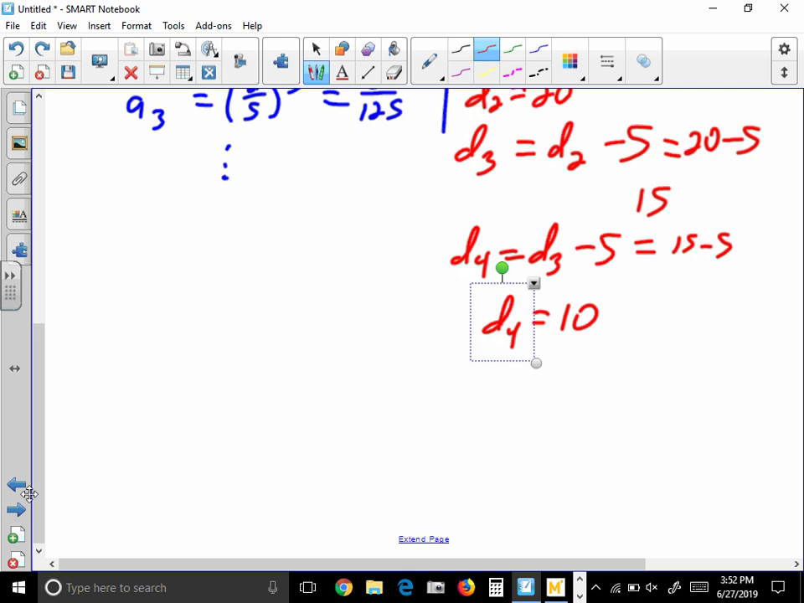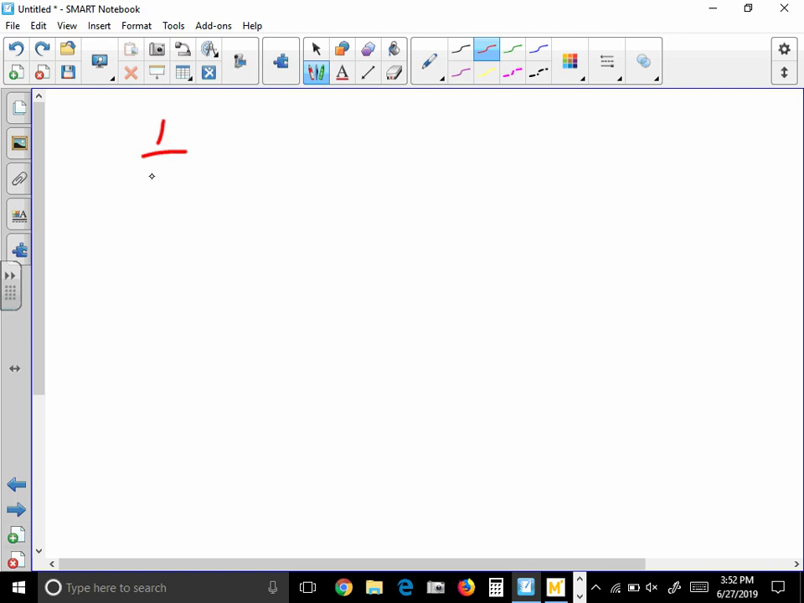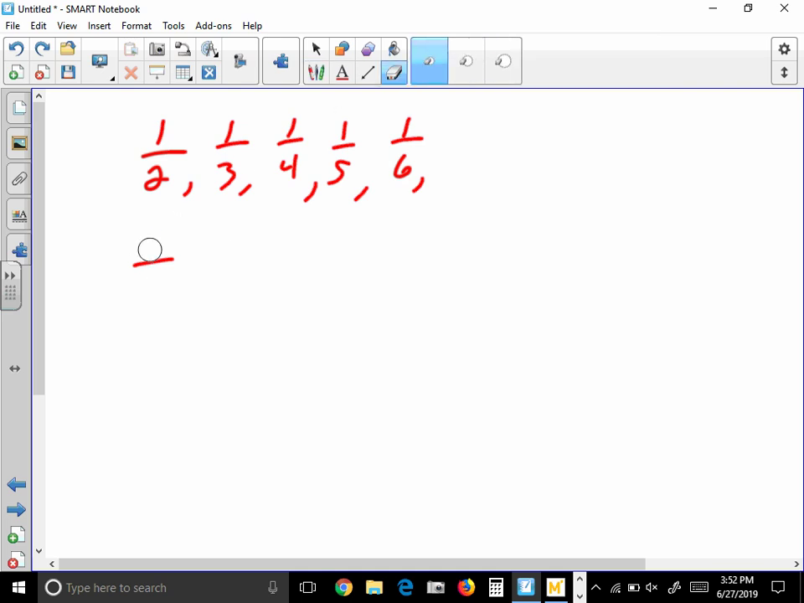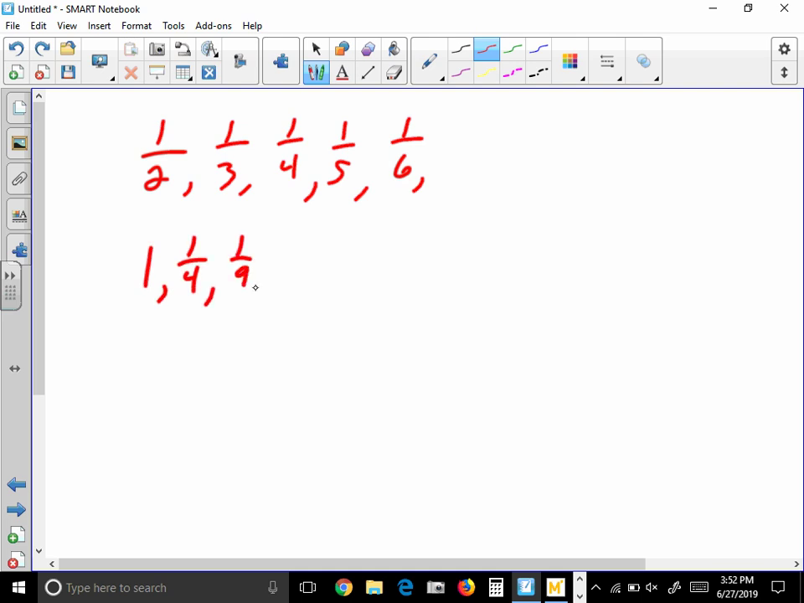We can look at some other sequences. Here's a sequence.